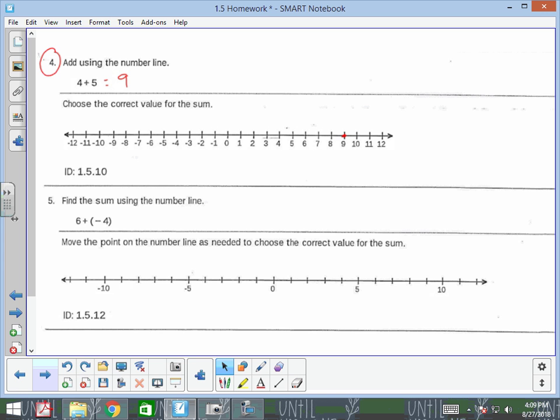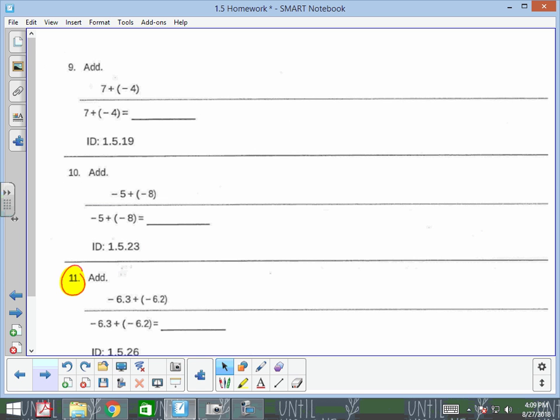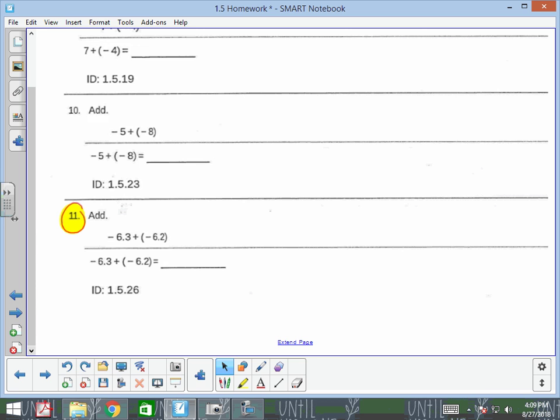All right, now let's go over to number 11. Number 11 is circled because we're going to do it as an example, but it's also highlighted. It means I need you to show your work. So -6.3 plus -6.2, they are same signs. They both have a negative sign in front of them. So we're going to add and keep.